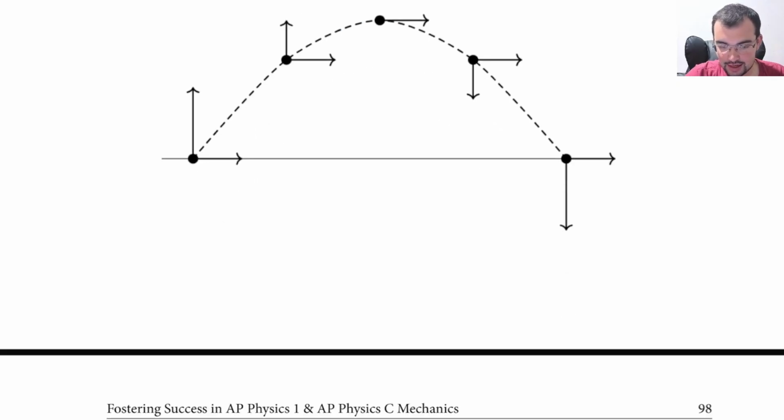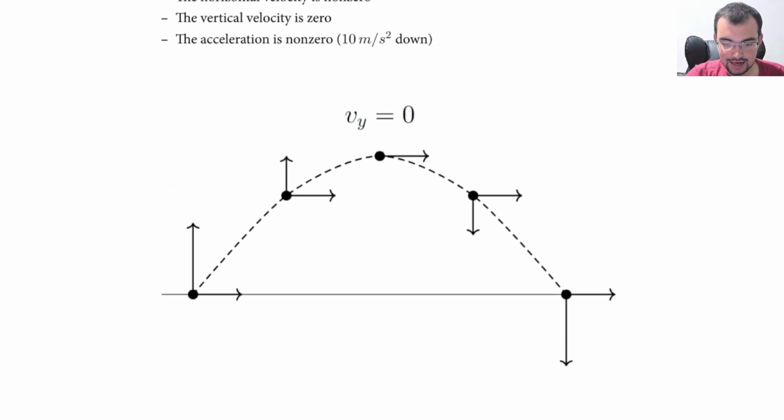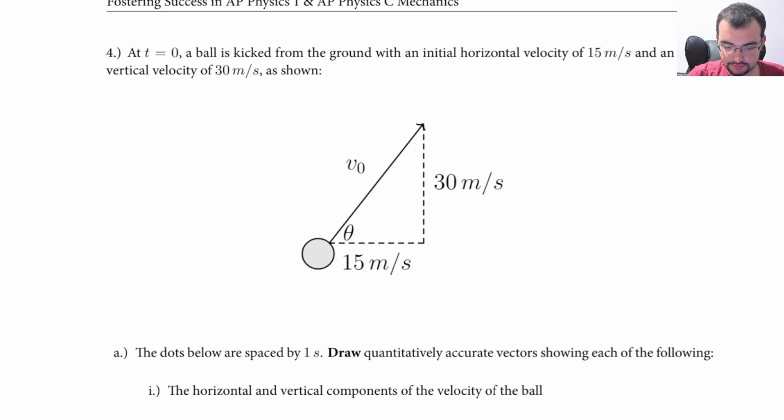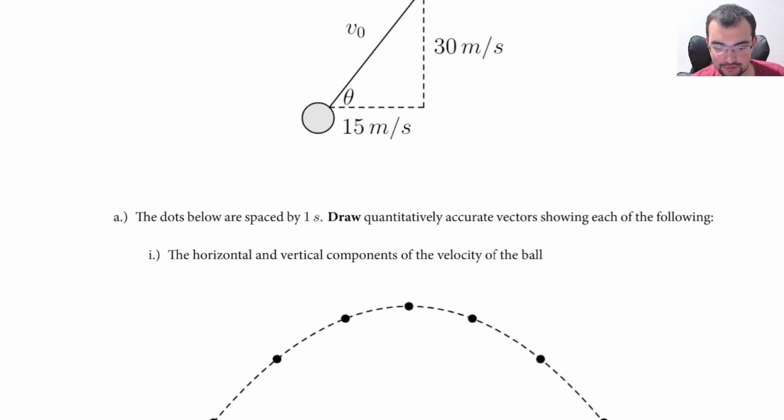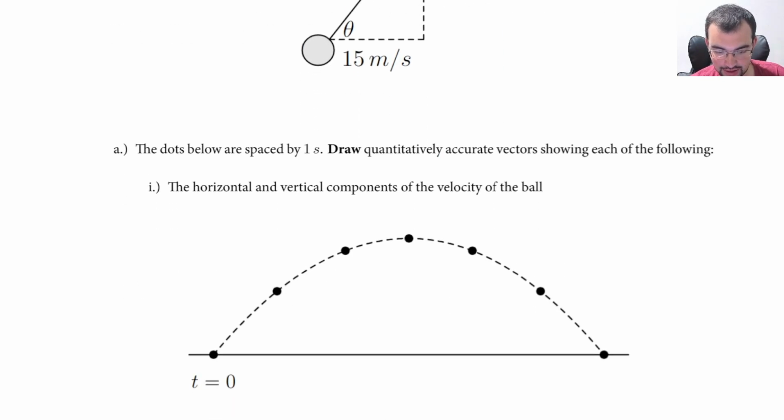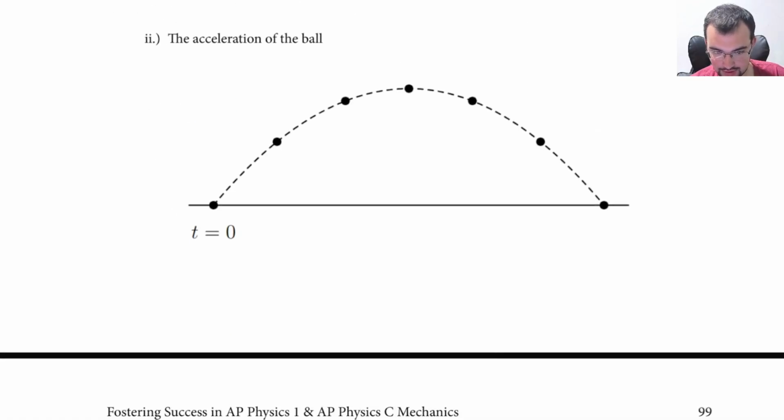So that's kind of what we have going on here. Definitely remember this dot diagram for the velocities. So we see the vertical velocities change and are mirrored, but the axes don't. All right, we're going to do a minimal trig one here. A ball is kicked at this velocity, where its horizontal velocity is 15 meters per second and its vertical is 30. We want to draw quantitatively accurate vectors showing the velocity components at each second and the acceleration.